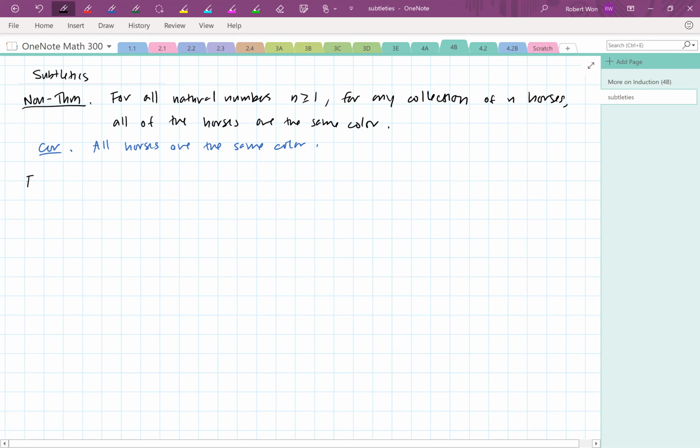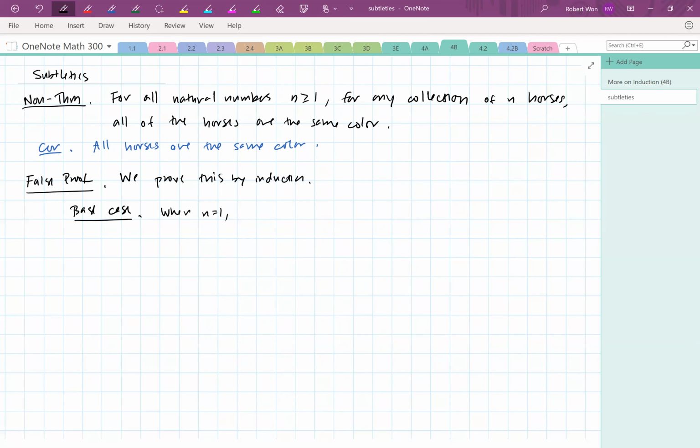But since this is a non-theorem, I'll call this a false proof. So we prove this by induction. Even in our false proofs, we should try to write them well. Right, so for the base case, when n equals 1, I need to show that in any collection of one horse, all the horses have the same color. But of course, that's obvious, right? If you have a single horse, it's the same color as itself. And so it's the same color as every horse in that collection, right?